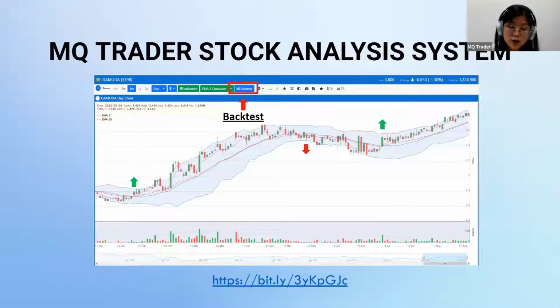And this is our MQ Trader stock analysis tool. In this system, you can get buy and sell signal with just 1 click. You can also do back tests to test the signal's past accuracy. And again, you can visit the link for more information.